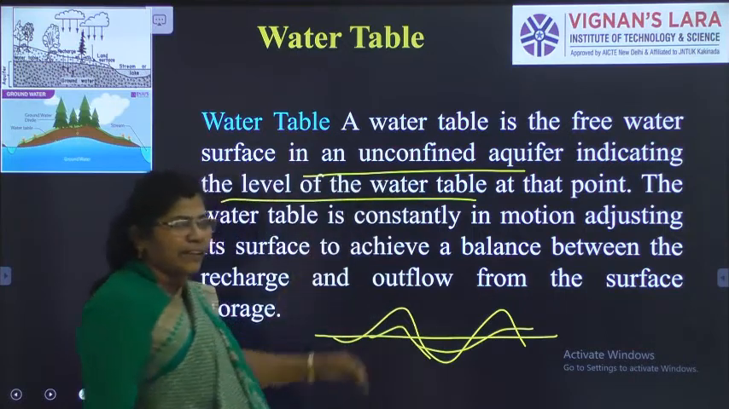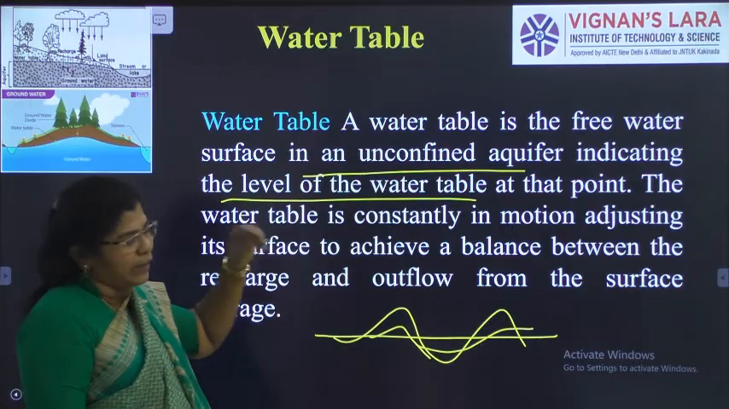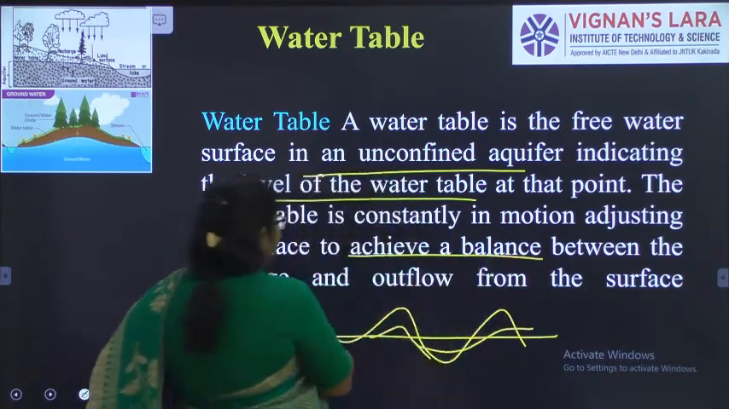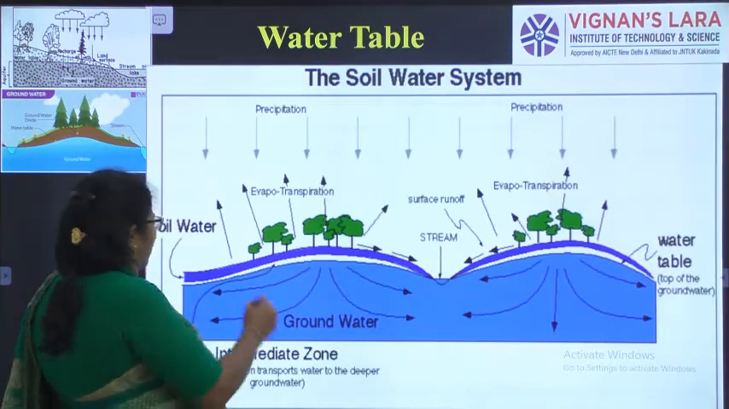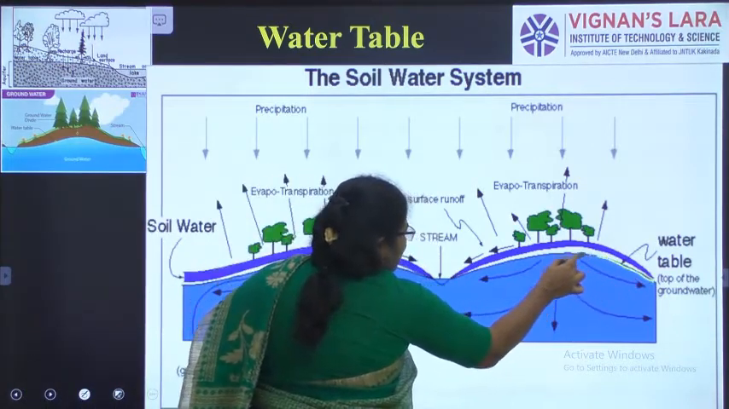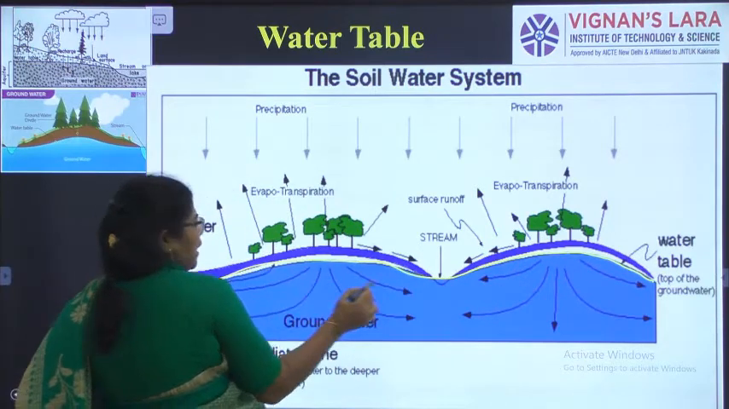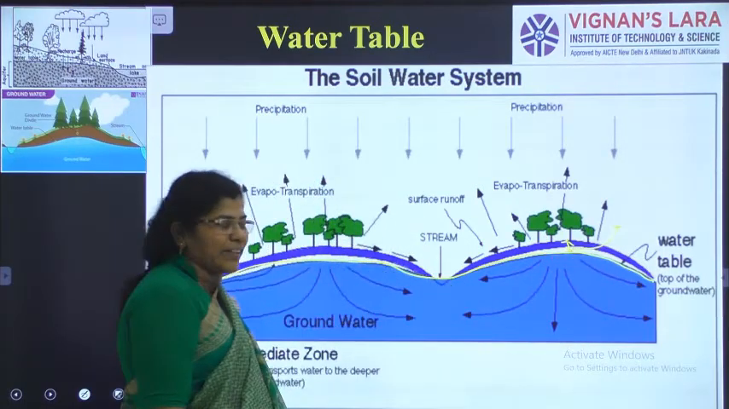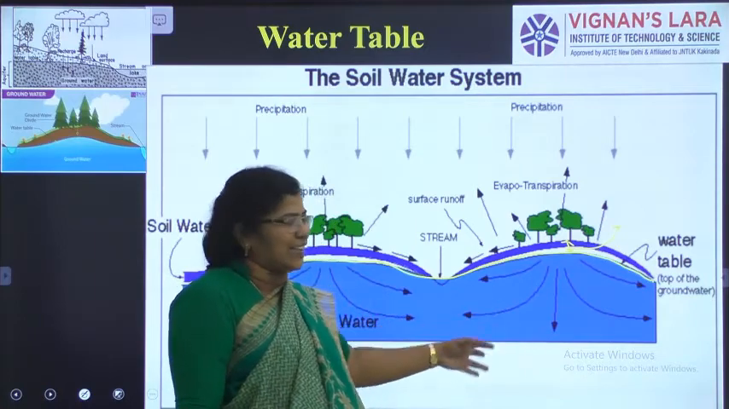It moves along with the discharge and also depends upon the infiltration capacity, the runoff, everything. It gives a balance between the recharge and the outflow from the surface drainage. So here you can see, this line is the water table. Okay. The area above this point we call the zone of aeration or zone of unsaturation. This part we call the groundwater or the saturation zone.